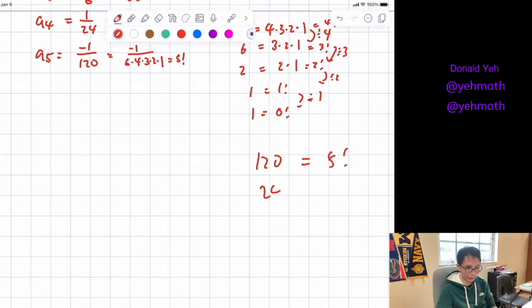And 24 is equal to 4 factorial. But in order to go from here to here, you divide by what? By 5. So this one is 120, and this is 1 factorial. Can you say it's 1 times 0 factorial? I know, 1 factorial, but you have to establish what 0 factorial is first.